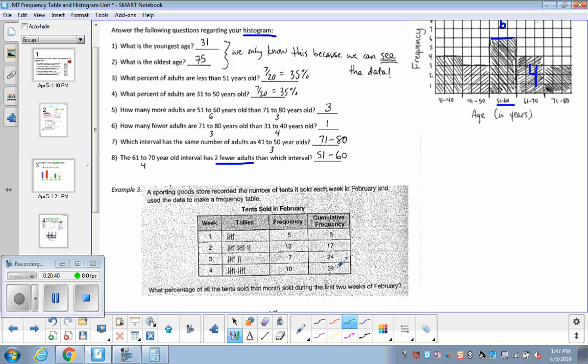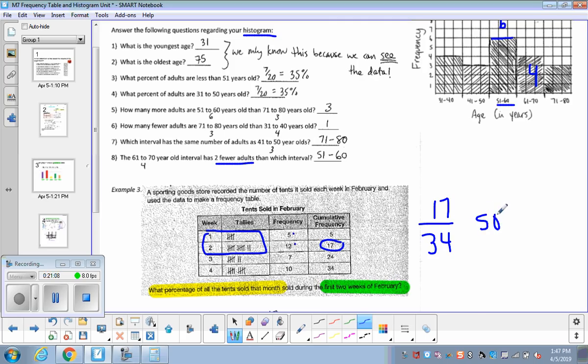Now what the question asks us is, what percent of all tents sold were sold during the first 2 weeks of February? Now, in the first 2 weeks of February, we have week 1 and week 2. We can add or just look at the cumulative frequency and see that it was 17 out of the entire 34 that were sold. So in the first 2 weeks of February, 50% or half of the tents were sold in the first 2 weeks, and the other half were sold in the other 2 weeks.